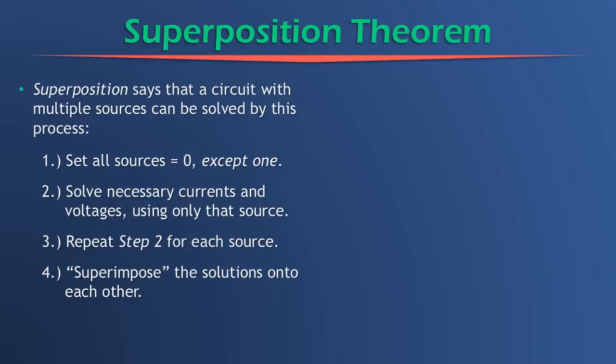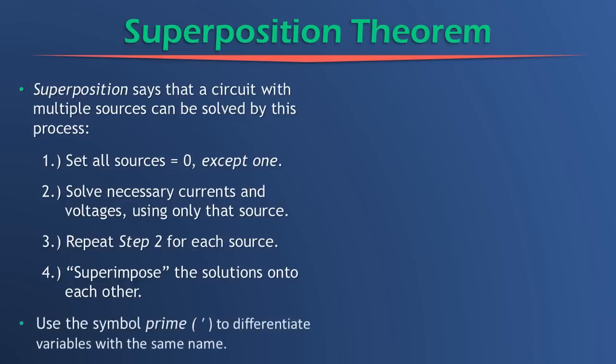And then at the end you want to, quote, superimpose the solutions onto each other, basically the sum of all of the solutions. Now you're going to have a bunch of different equations with seemingly the same variable. It's going to be like, you know, I1 and I2 or whatever. But you need to differentiate between the variables from the different equations because they're not the same. So what you want to use is the prime symbol to differentiate variables with the same name.